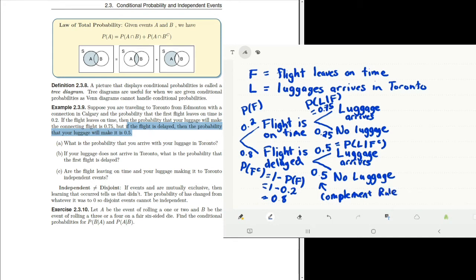So now we can use the tree diagram to determine the probabilities of all possible cases. So let's take a look at the top branch. So we have the flight is on time and your luggage arrives in Toronto. So this is the probability of F and L. And we can determine these probabilities by multiplying the probabilities along the top branches. So this would be 0.2 times 0.75, which gives us 0.15.